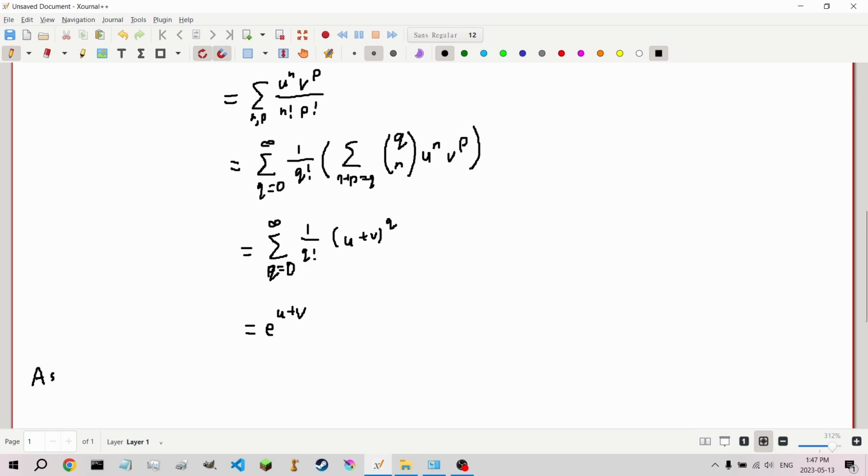As e to the u times e to the negative u equals e to the negative u times e to the u equals e to 0, which is 1. We see that e to the u is an automorphism of E, because it always has a two-sided inverse of e to the negative u.